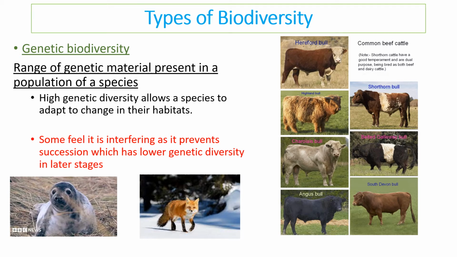Some feel that it is interfering with succession if we maintain high genetic diversity, because later in succession diversity actually drops as all species become climax community ones.